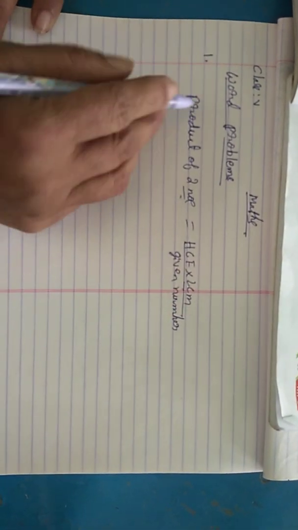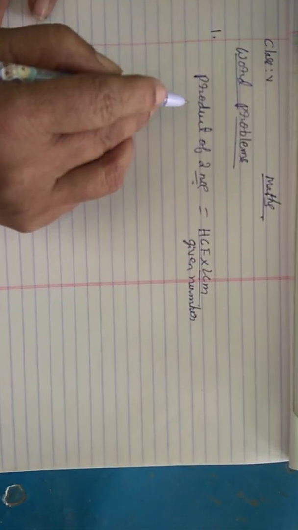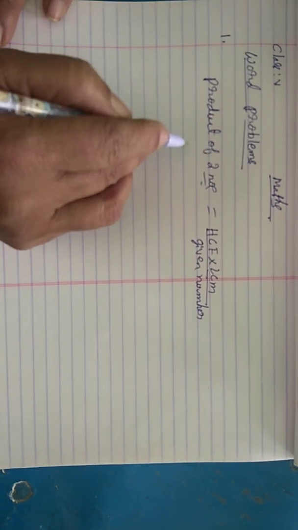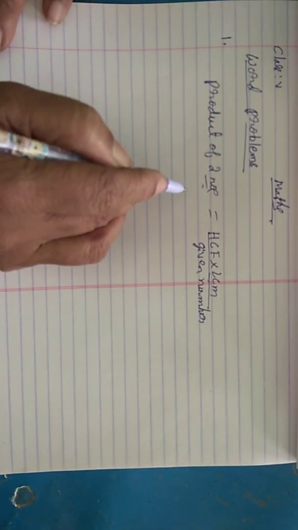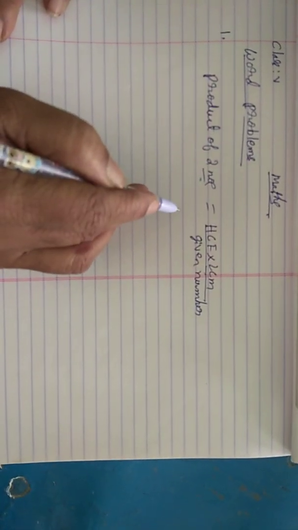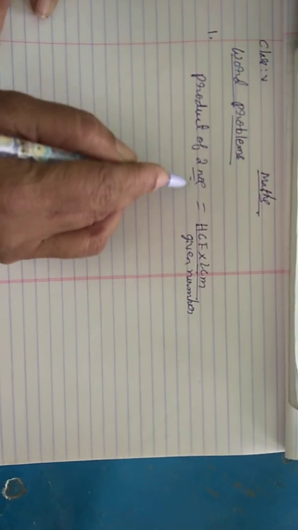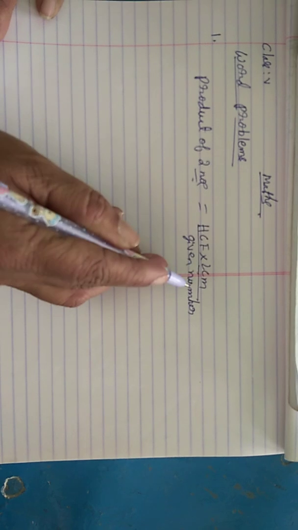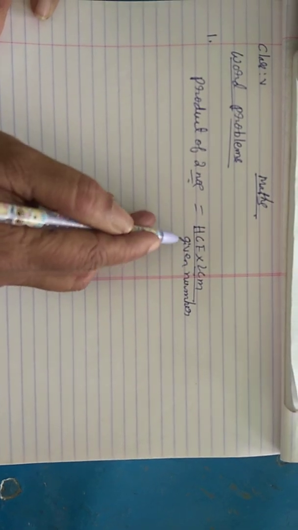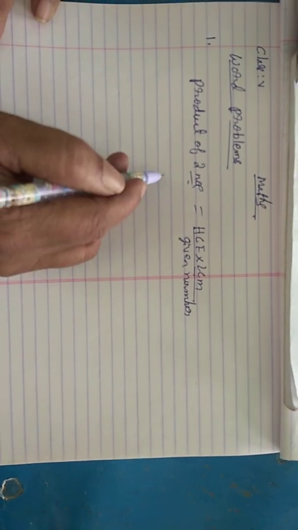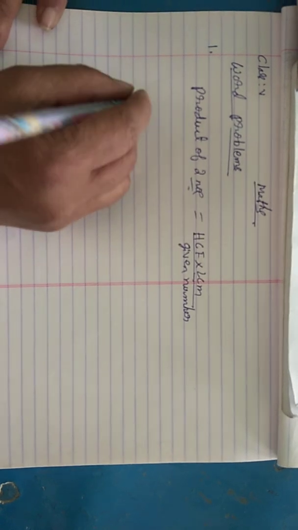So see, what is the first question? The HCF of two numbers is 144 and the LCM is 2880. If one of the numbers is 720, find the other number. So we know that the product of two numbers is equal to HCF into LCM, by the given number. The one number is given, no. We have to find what? The other number.